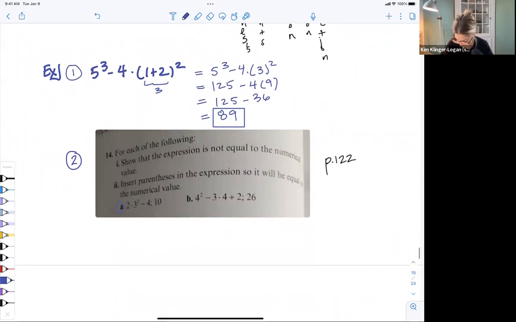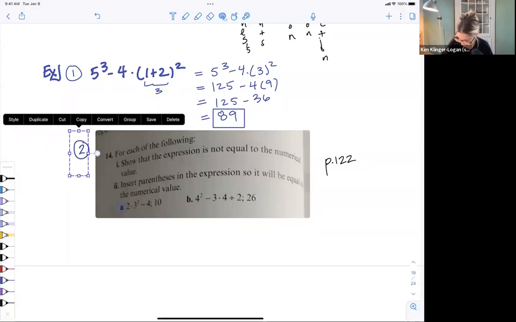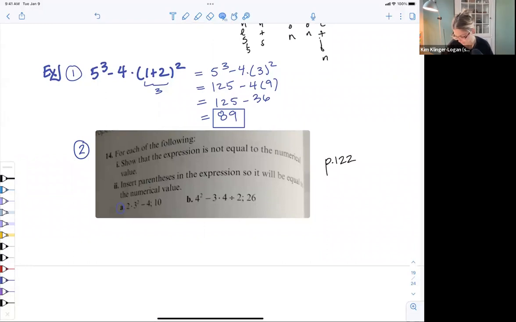Okay, for another example, this is similar to something that shows up in your homework. This is number 14 on page 122 of your text. I'm just going to do part A here. For this example, we want to show that the expression is not equal to the numerical value. So there's an expression here and a numerical value, and I want to show that they're not equal. And then I'm going to insert parentheses in the expression so that it will be equal to the numerical value.